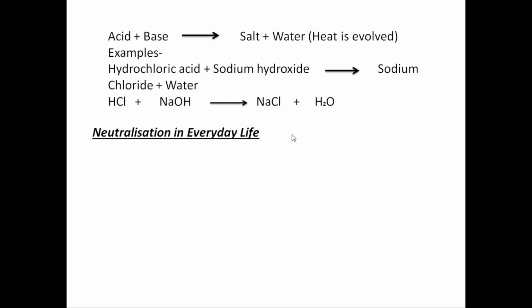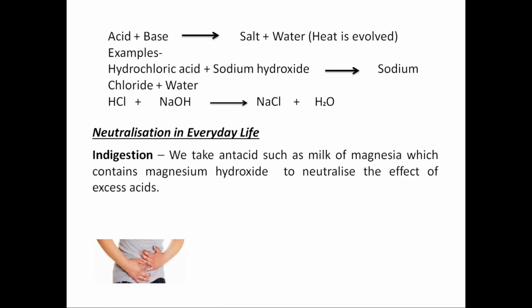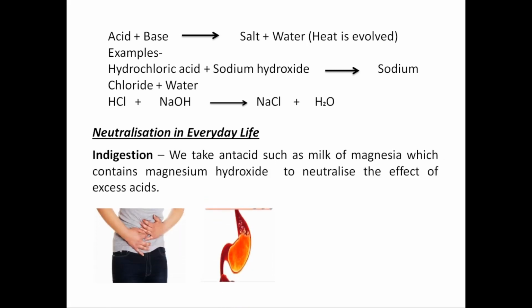So now see neutralization in everyday life. Till now we have seen what the neutralization process is and different types of acids and bases. Now see neutralization in everyday life. How are we getting some useful things from the neutralization process? Let's see. First one is indigestion. When you have indigestion, you get stomach pain.